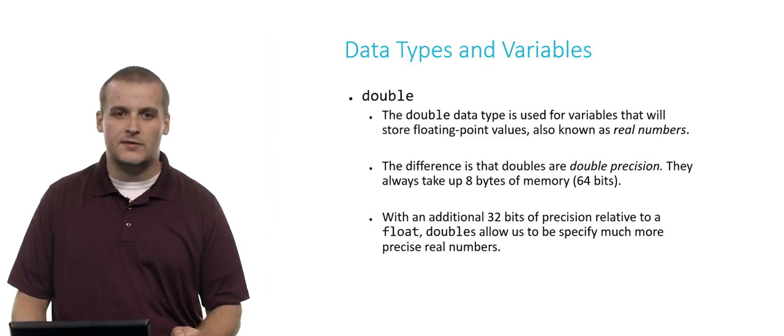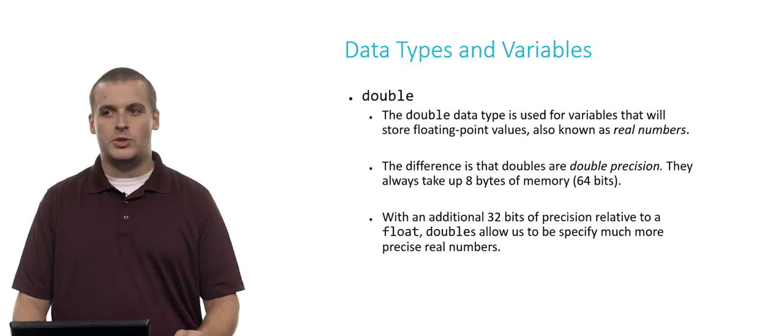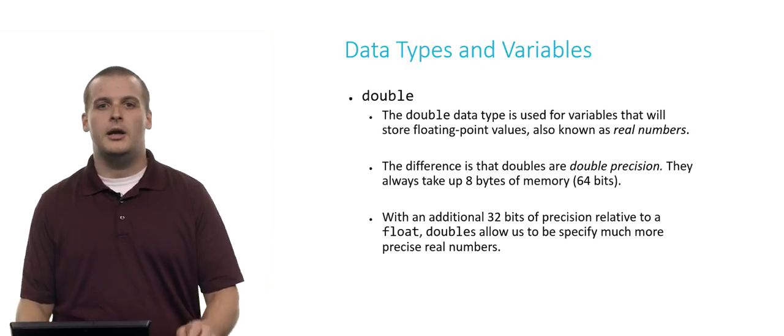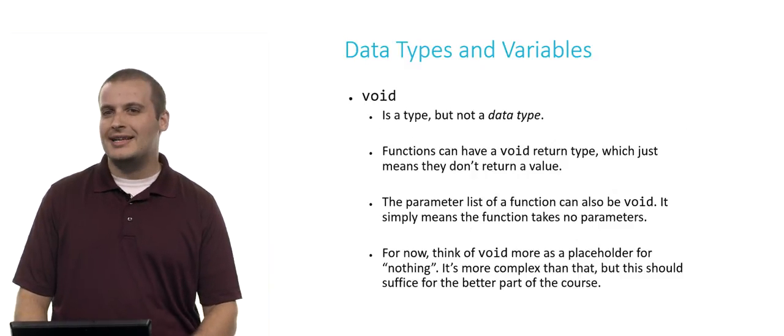Now, for most of your work in CS50, a float should suffice, but do know that doubles exist as a way to somewhat deal with the precision problem by giving you an extra 32 bits to work with for your numbers.